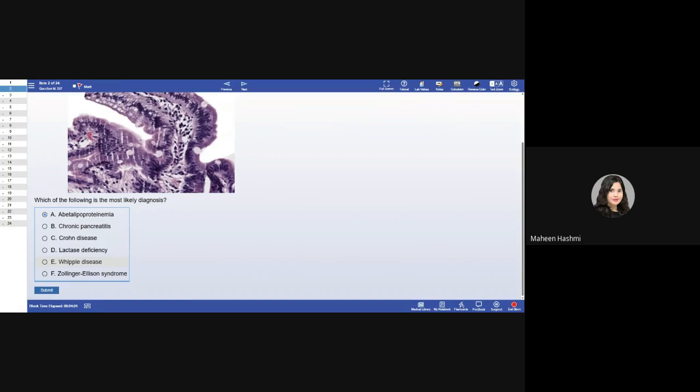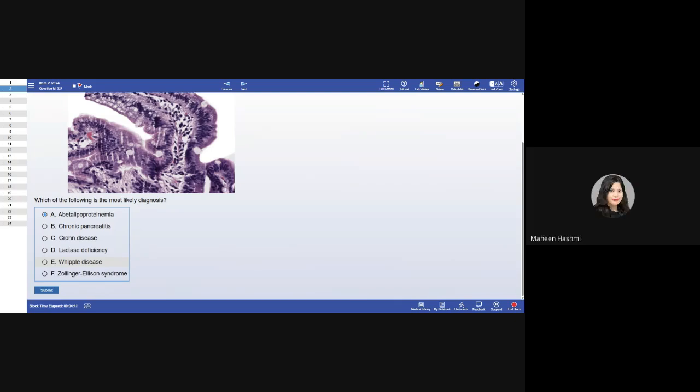What do you see in Whipple's disease? They always have cardiac manifestations, cardiac symptoms. Some neurological symptoms too in Whipple. Okay. How is it diagnosed?